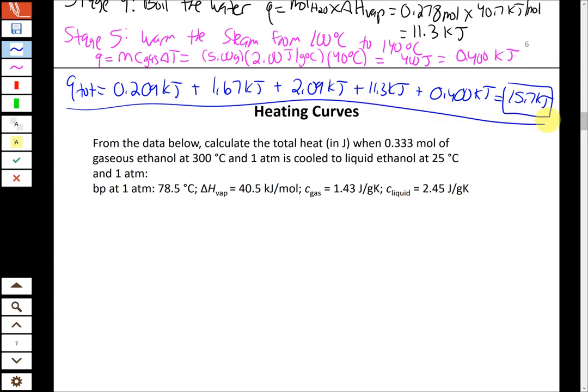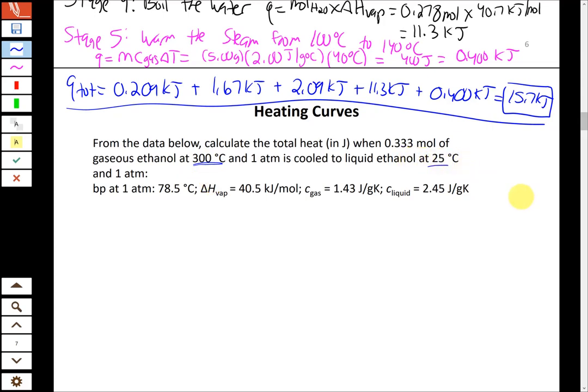All right, now we're gonna do one more. Here it is. I just thought I took it out for a second. And this time we're gonna be a little bit less complicated, as I said. So we're gonna take ethanol, which is a different liquid substance, which is found in adult beverages, among other things, and gasoline. And from the data below, calculate the total heat when we have 0.333 moles of ethanol and it's cooled to liquid ethanol. So we're starting with vapor at 300 degrees Celsius and we're cooling it down to a liquid at room temperature 25.